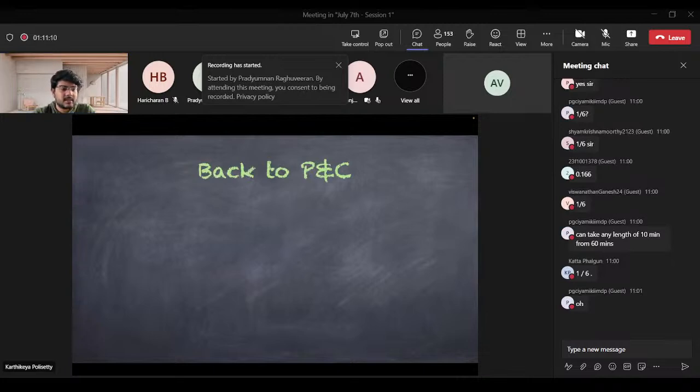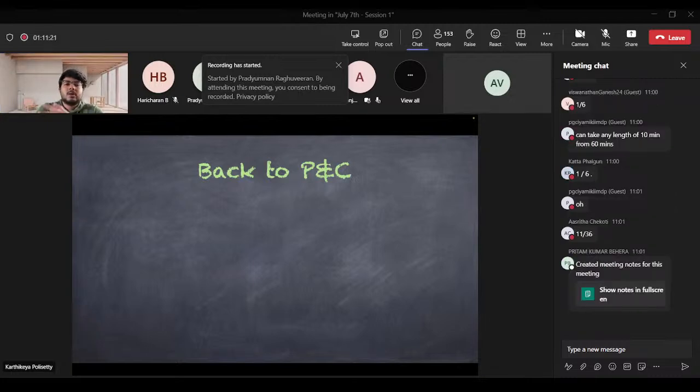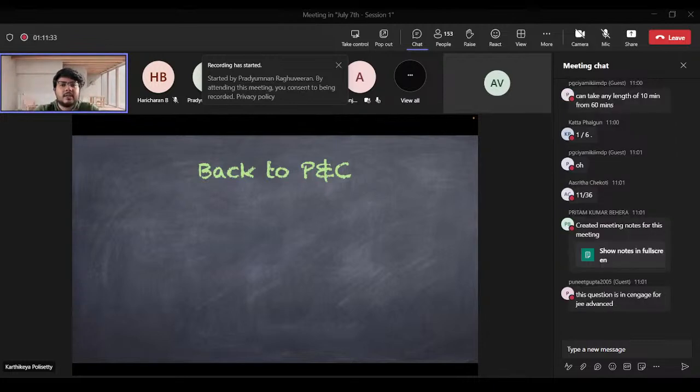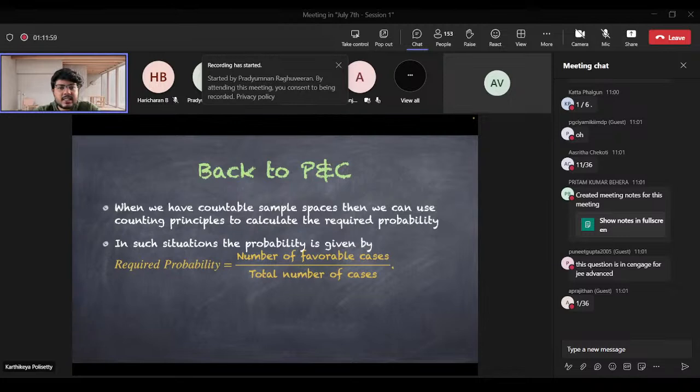back to P and C. So of the many probability models we have seen different things. When it comes to discrete uniform probability, what we have is the total number of elements in the denominator and favorable cases in the numerator. So we need to count how many cases are there in different ways, so we need to include some P and C in this. When we have countable sample spaces, then we can use counting principles to calculate the required probability. In such situations, the probability of a given event is the number of favorable cases divided by the total number of cases.